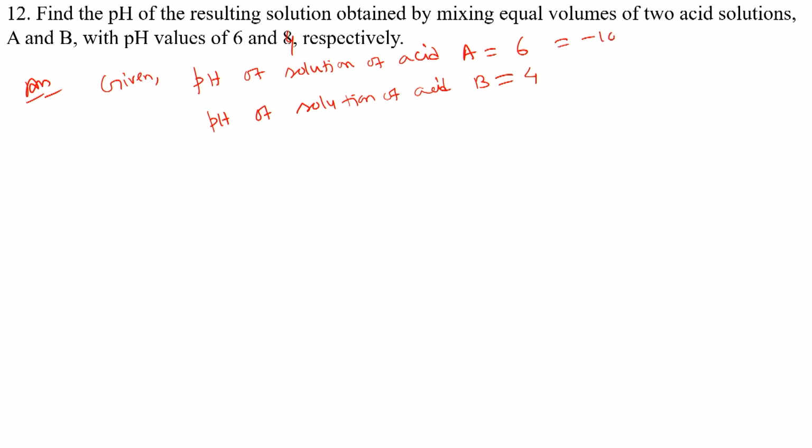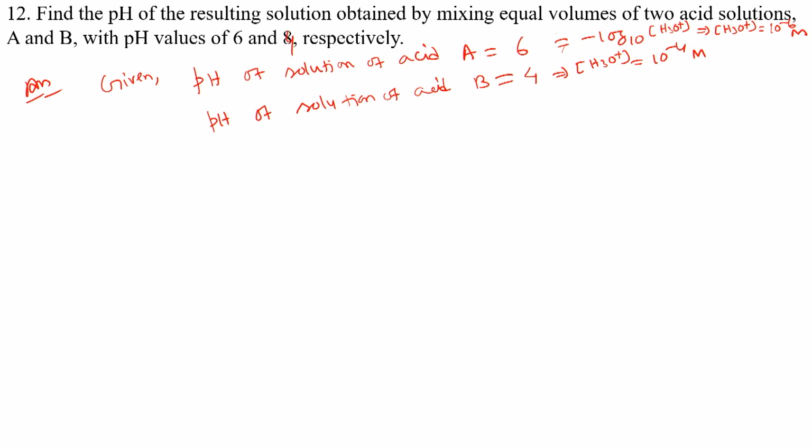So pH is minus log base 10 of the concentration of H3O plus, right. This is pH. So pH 6 means the concentration of H3O plus here is 10 to the minus 6 molar. Similarly, the concentration of H3O plus here is 10 to the minus 4 molar, right, pH 4 means.